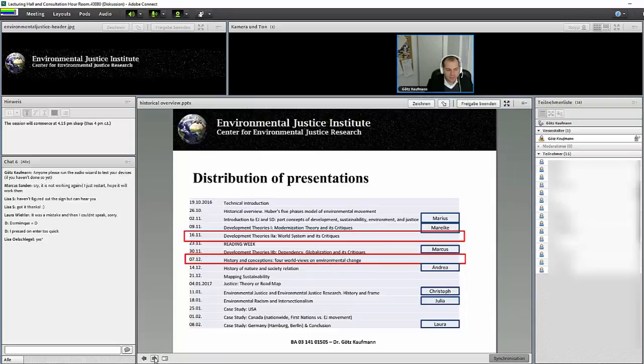The next one, which is open, is the history of conceptions, the four worldviews on environmental change. There is actually a whole book about the issue. What I have recommended to read is more a summary of some chapters of this book, but if you are thinking about writing a term paper, the book of Clapp and Dauvergne is certainly a very good starting point for further investigation. Is there anyone interested in holding this presentation?